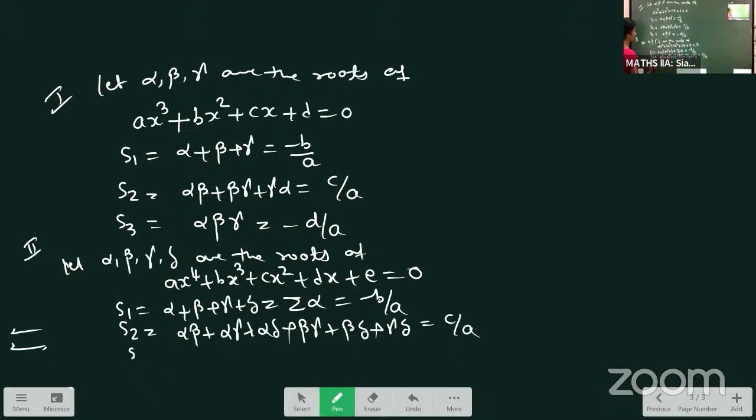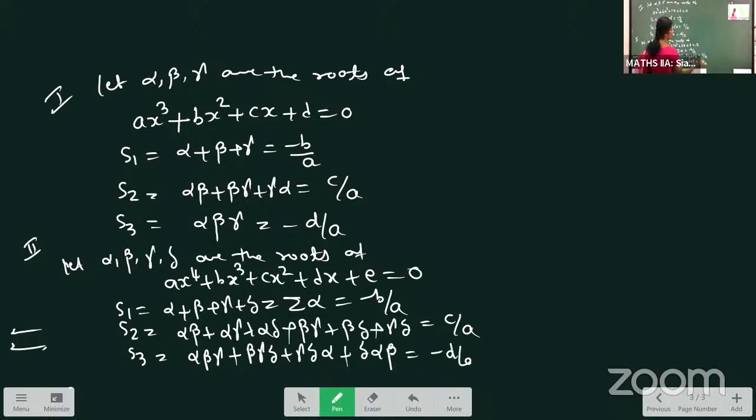Next, S3. S3 means the product of 3 roots. Start with alpha beta gamma. Next, remove alpha: beta gamma delta. Next, remove beta: gamma delta alpha. Next, remove gamma: delta alpha beta. The sum equals −d/a. The signs alternate: minus, plus, minus. The last one is S4, the product of all 4 roots: alpha beta gamma delta = −e/a.